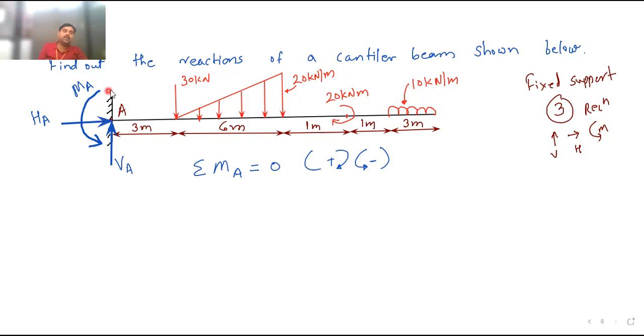So what remains at point A? MA will remain as it is. It is the externally applied moment MA.